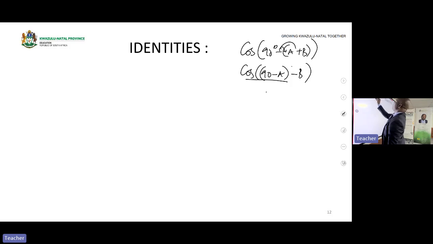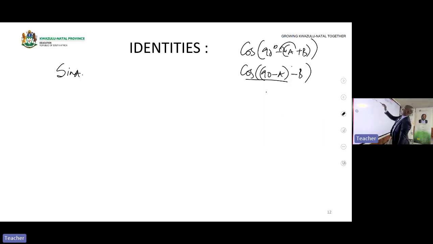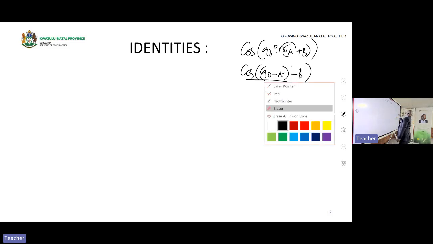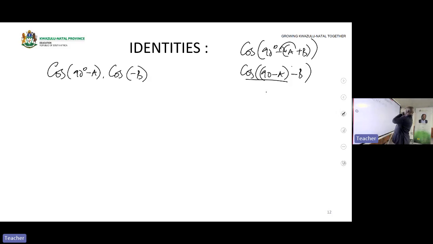Cos 90 minus A, we have seen that it is sine of A. Okay, maybe let me first start with cos so that people will really understand. We said for cos, it's going to be cos of the first angle, which is 90 minus A, times cos of the second angle, which is minus B. Then because it is now negative, it has to change the sign.